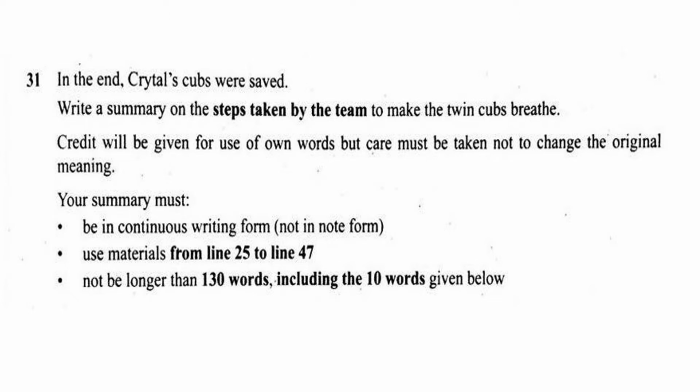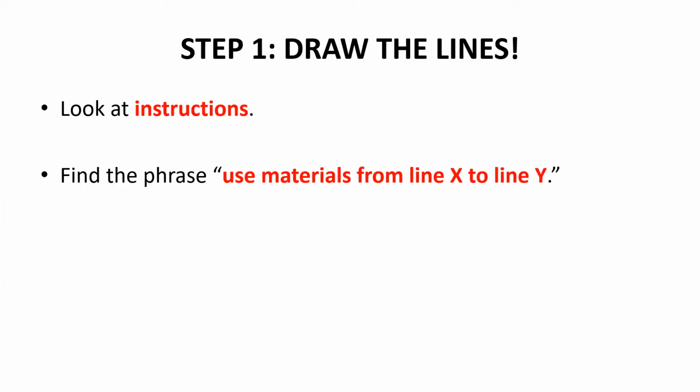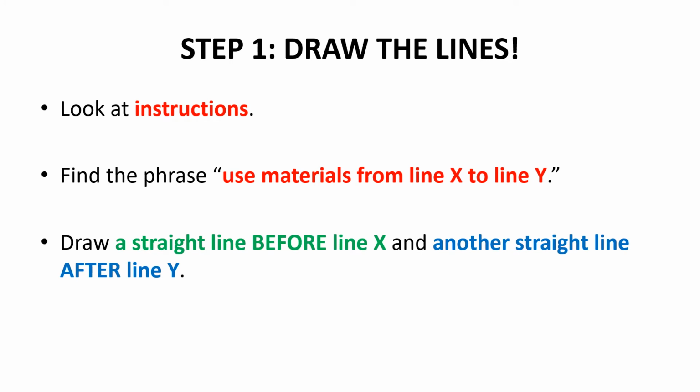So this is the question. Remember the instruction? Look for line X to line Y. So that's the one. From line 25 to line 47. Once you know from which line until which line, what you need to do next is to draw a straight line before line X, and then another straight line after line Y.